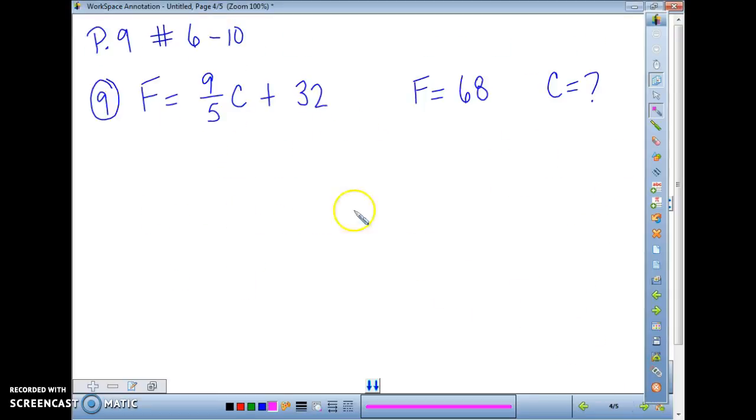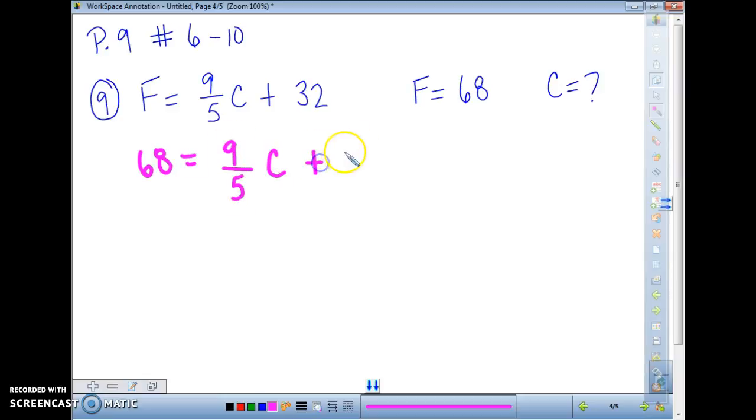All right, next one. This is page 9, so look at page 9, and this is number 9 on page 9. You still have that Fahrenheit formula, but I want you to notice this one's different because this time you've got 68 that you're going to put in the place of F, and you have to solve this with C. Now, answer this for me. Is your variable by itself? No. So, see, this one's different from this one over here.